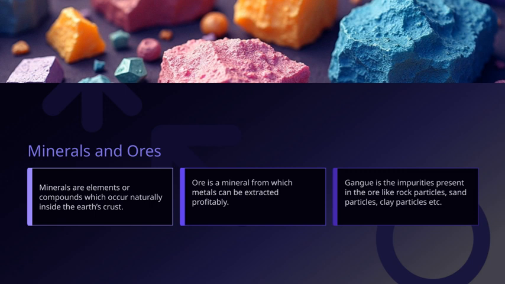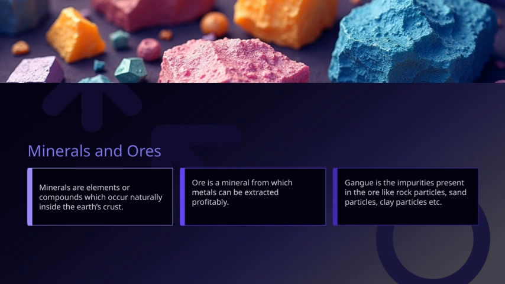Now, moving on to ore itself. An ore is essentially a mineral from which we can extract metals profitably. It's not just any mineral, but one that contains enough of the desired metal to make its extraction economically feasible. Finally, let's talk about minerals. Minerals are elements or compounds that occur naturally inside the Earth's crust. They form the building blocks of rocks and ores.